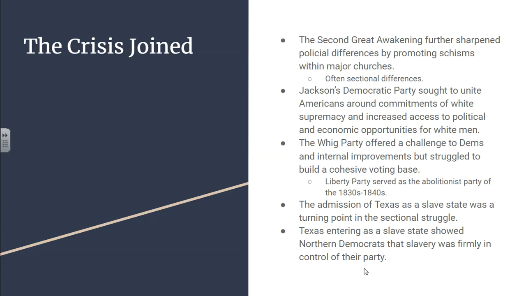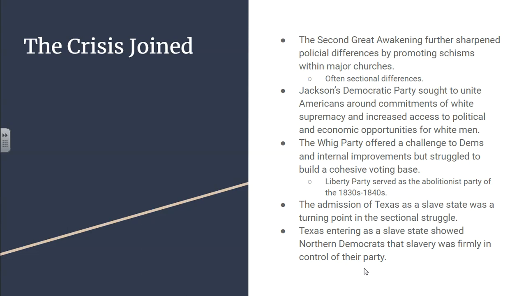Jackson's Democratic Party really tries to not touch the issue of slavery in the 1820s and 1830s. They try to recruit voters in the North, South, and West by focusing on issues of white supremacy, focusing on issues of expansionism, and how they wanted to build a nation that was increasingly moving west and increasingly looking after the rights and privileges of white men. So really the Democratic Party early in the 1820s and into the 1830s doesn't address the issue of slavery as much when recruiting voters or crafting their platforms.